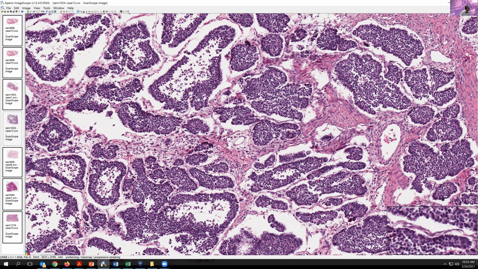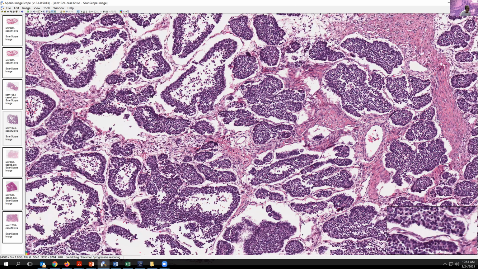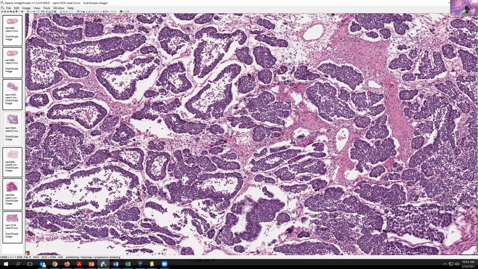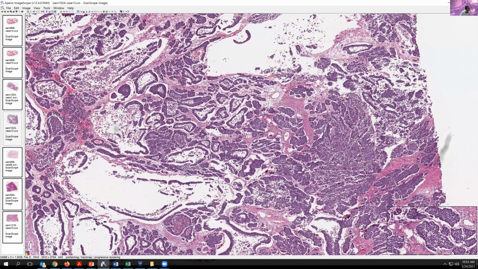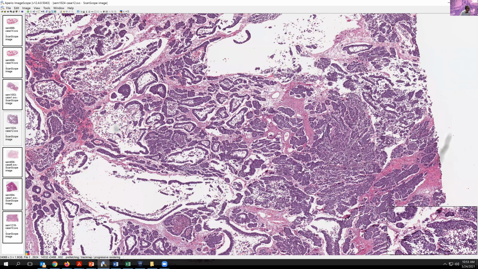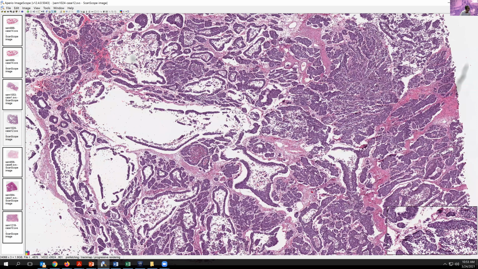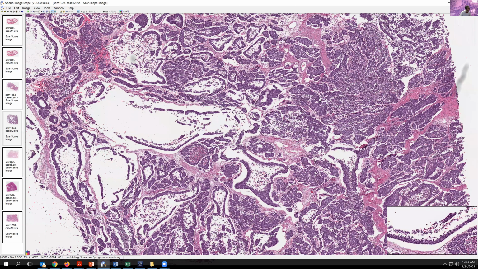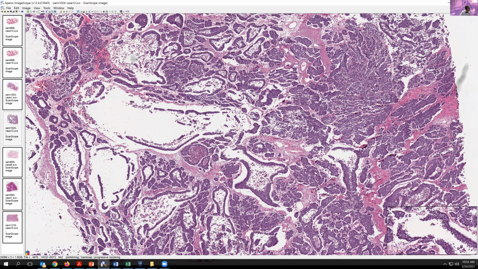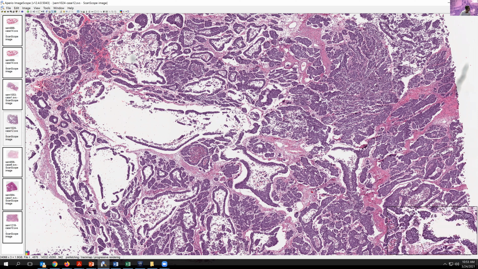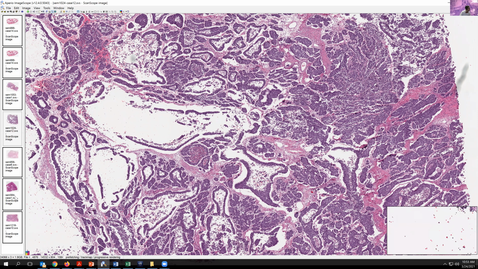We'll go back to low power here again and let you see what this looks like at low magnification. It's not a pattern that you would usually think of for most ovarian tumors, but it has some interesting features in that regard. We'll come back to just two more cases.